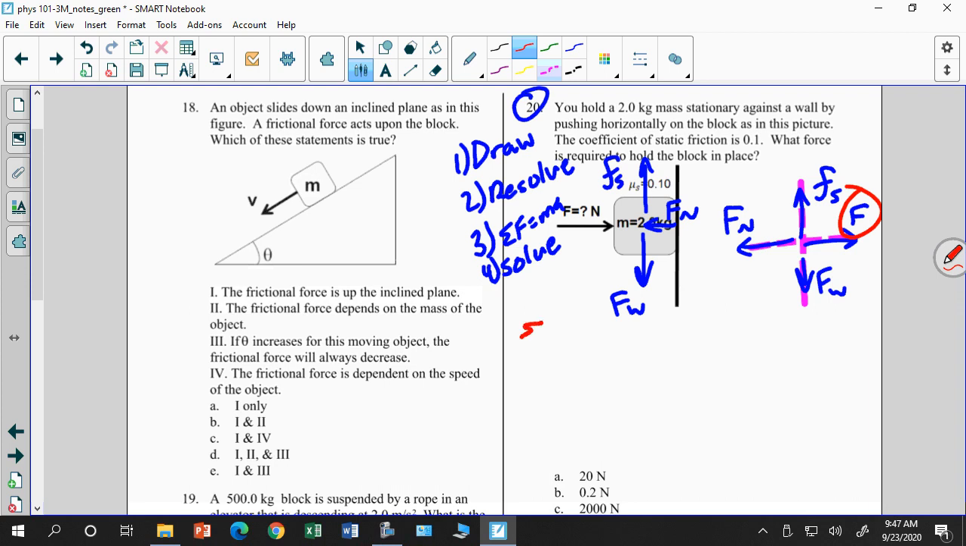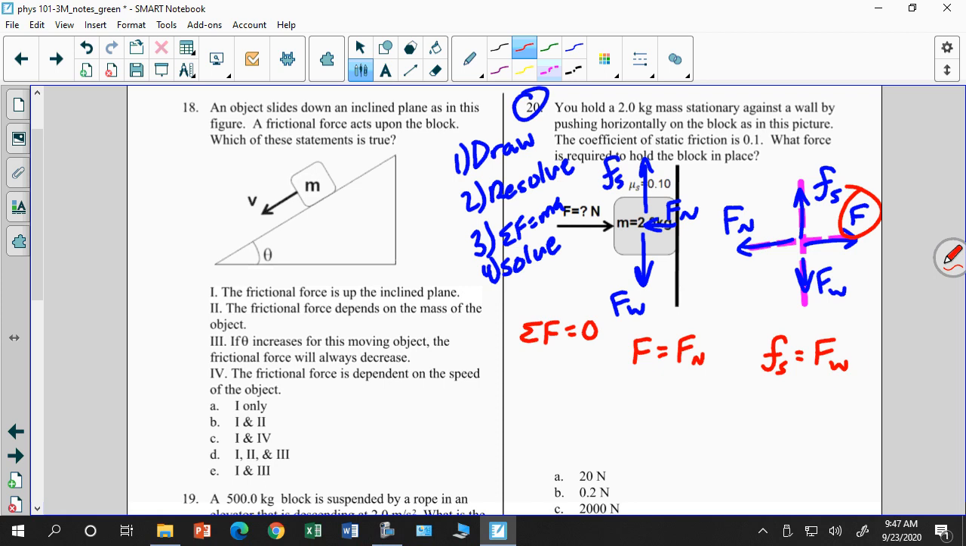In a static situation, the sum of the forces in the x and the y will be 0. That's particular to this problem because it's not moving and it's not accelerating. So because of that, I can say that F equals Fn, and I can say that Fs equals Fw. If my static frictional force isn't as big as the weight, it's not going to be a big enough force to hold up this object.